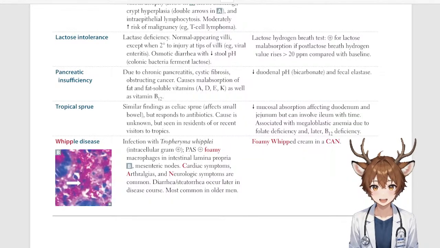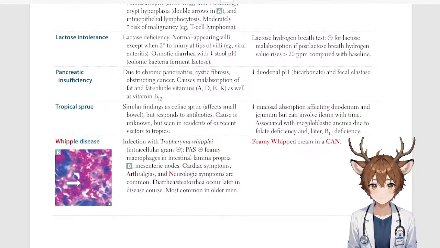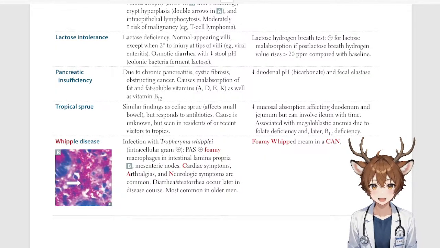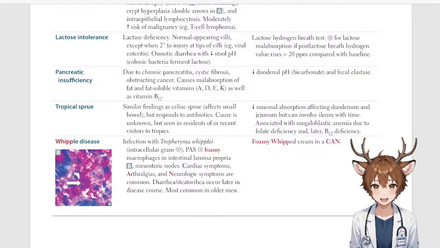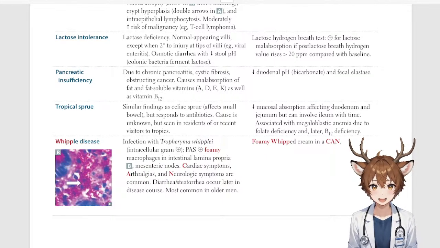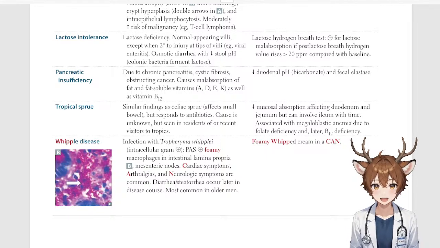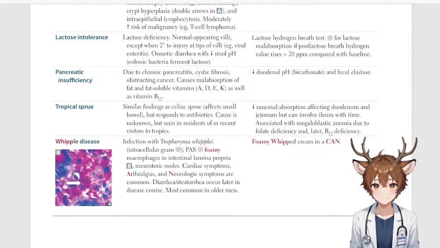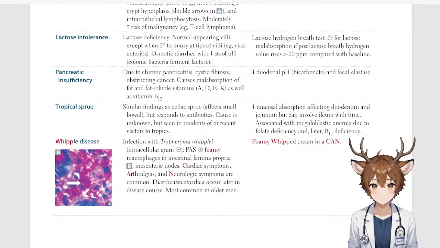What about lactose intolerance? Lactose intolerance, lactase deficiency, normal appearing villi, except when secondary to injury at tips of villi, for example, viral enteritis, osmotic diarrhea, decreased stool pH, colonic bacteria ferment lactose. Lactose hydrogen breath test, positive for lactose malabsorption if post-lactose breath hydrogen values increase greater than 20 ppm compared with baseline.